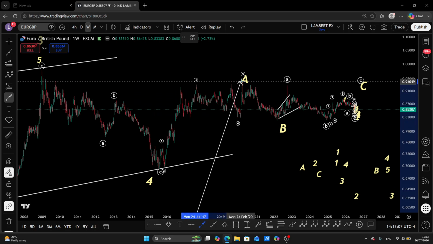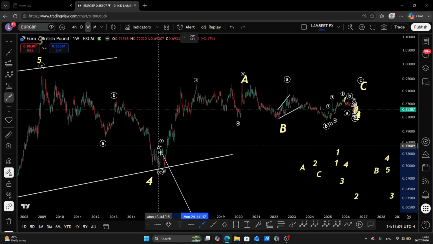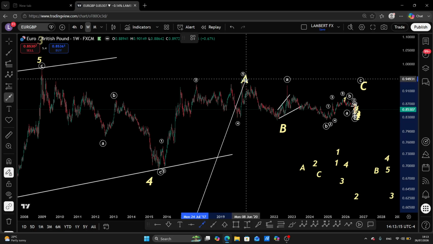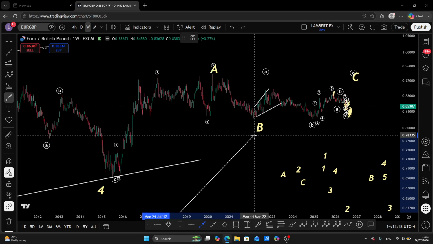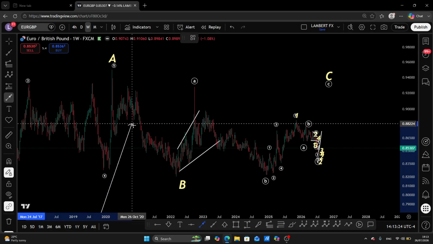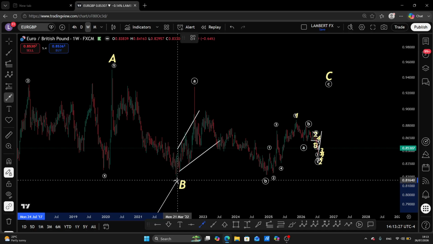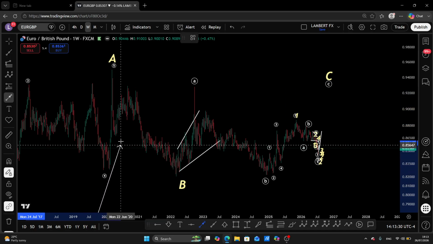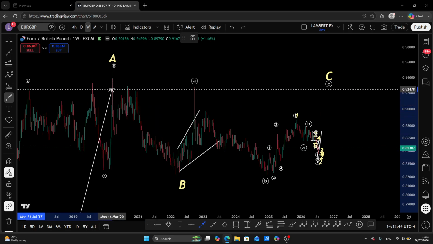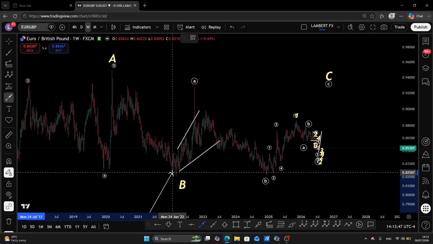So we have our first 5-leg up, which I counted as 1, 2, 3, 4, and 5, and I've marked that as an A. And we've now had a correction for B. I see this as a 3-3-5. The B can be any corrective pattern. It can be a flat, a triangle, or another zigzag. To me, this was a 3-3-5 for a flat.